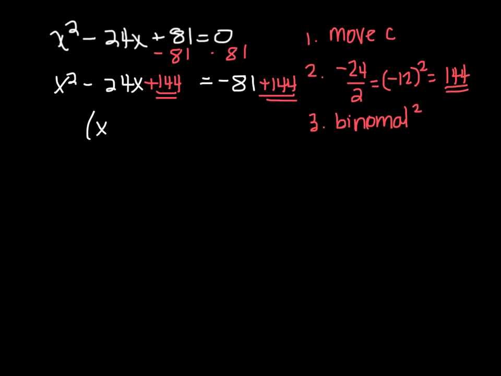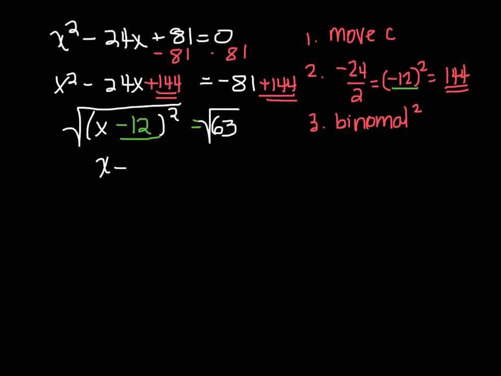So this will become x squared. I want to create a binomial squared, and don't forget that this number right here comes from b divided by 2. So that negative 12 just plops right in there. And negative 81 plus 144 is 63. Then I take the square root of both sides, and I'm going to get x minus 12 equals plus or minus the square root of 63. And I'm going to add 12 to both sides.